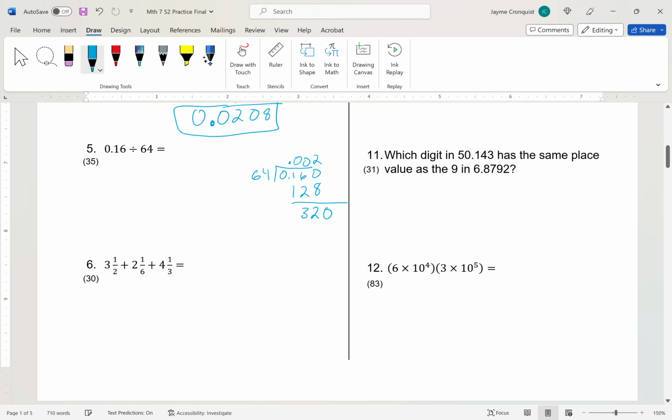Bring down the 0. 64 should go into 320 5 times. So 5 times 4 is 20, carry the 2. 5 times 6 is 30, plus 2 is indeed 32. There we go. So our answer is 0.0025.